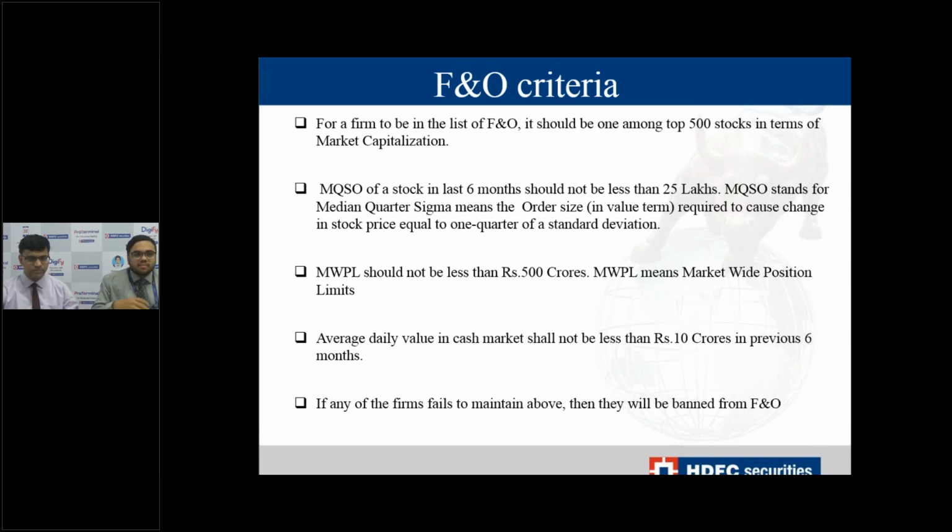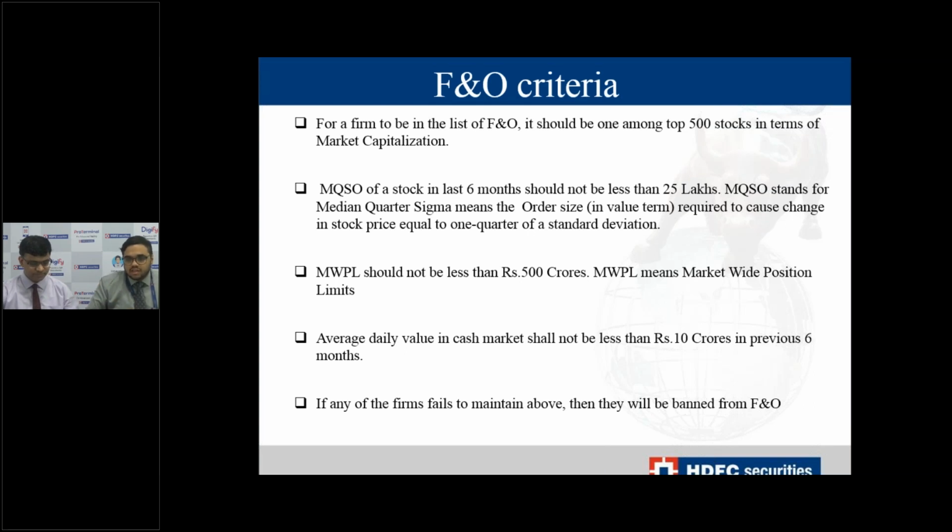So what is market cap? Market cap is the total shares outstanding into the share value. So if you multiply the total shares outstanding by today's CMP, you will get the market cap. So out of 1000, 2000 stocks, those which fall into the top 500 list will come into the criteria of F&O.